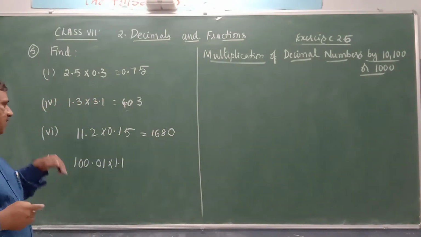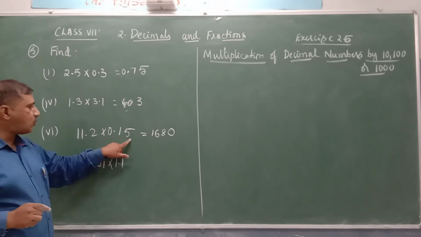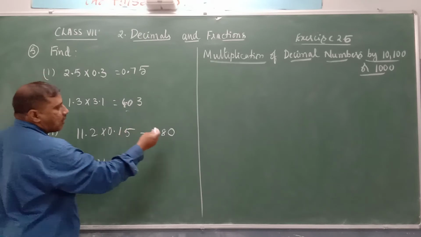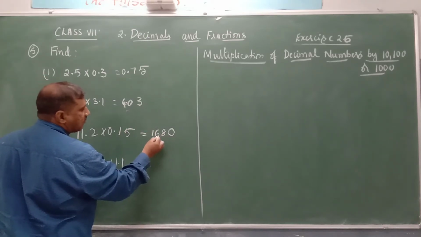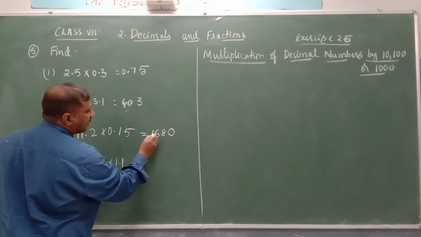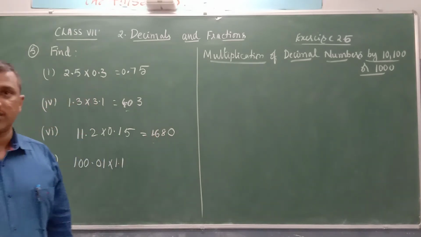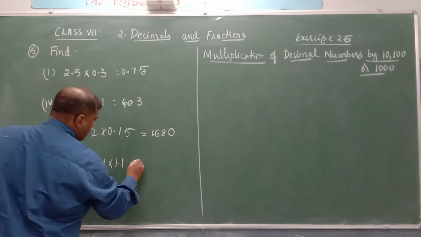Now count the number of digits after decimal points. Here 1 digit is there and here 2 digits are there. Total 3 digits are there after decimal point. Now keep the decimal point after 3 digits. 0, 8, 6, that is 1, 2, 3. So now it will become 1.680 or simply 1.68.